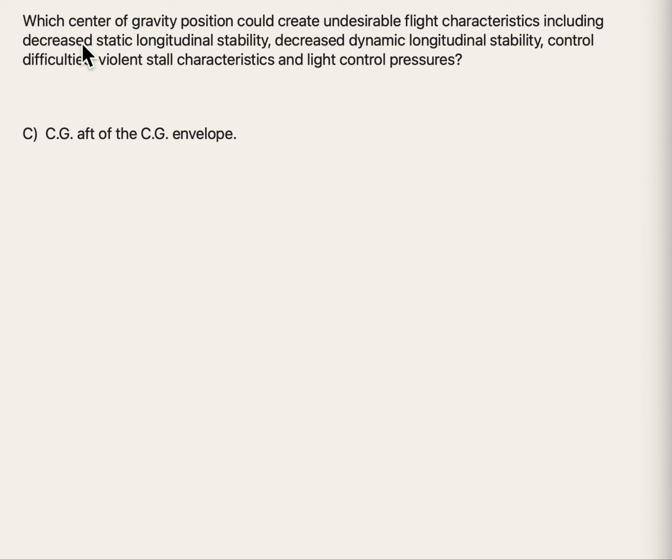Which center of gravity position could create undesirable flight characteristics, including decreased static longitudinal stability, decreased dynamic longitudinal stability, control difficulties, violent stall characteristics, and light control pressures? And that's when the center of gravity is aft of the center of gravity envelope.